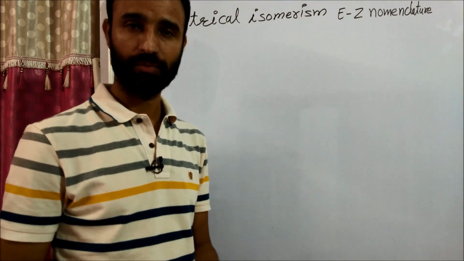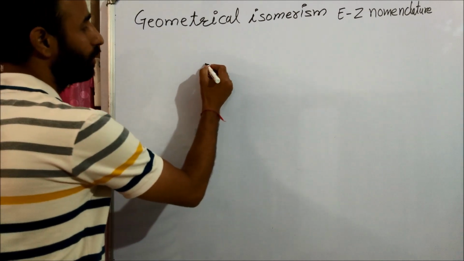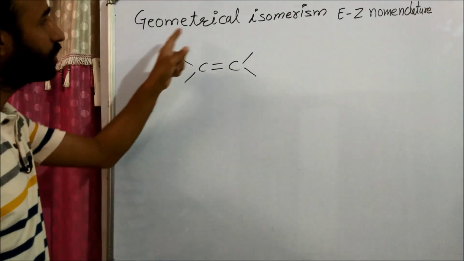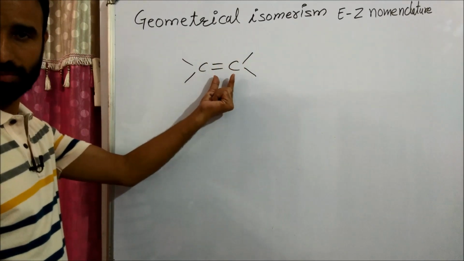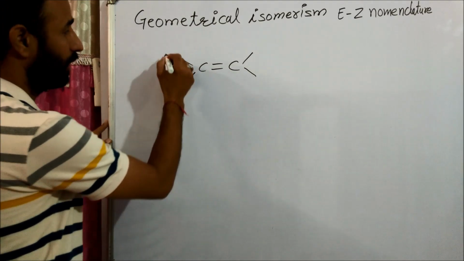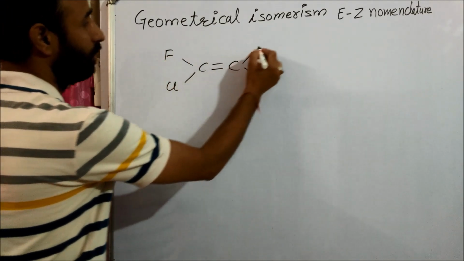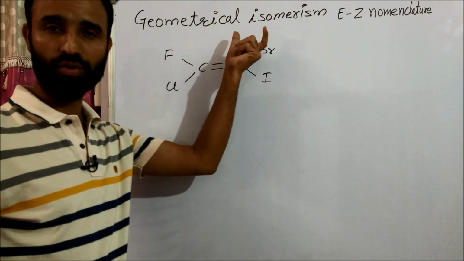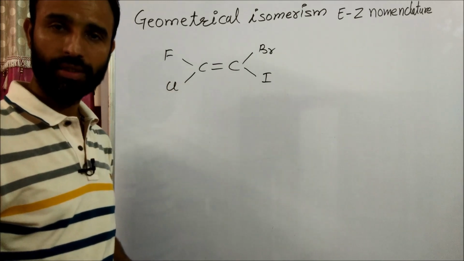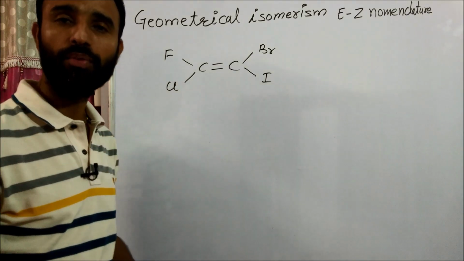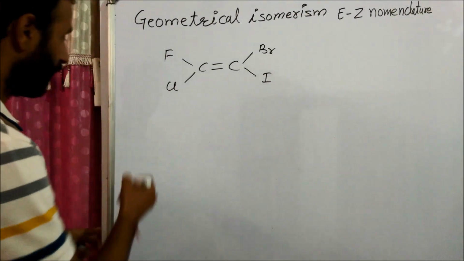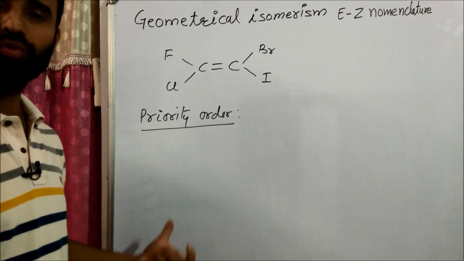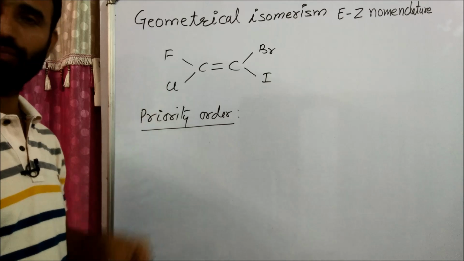EZ nomenclature. When all the four atoms or groups attached to the double bond system are different, like fluorine, chlorine, bromine, iodine, even then they can show geometrical isomerism. But now we decide the priority order. So what is that? We give numbers 1 and 2 according to set rules to these atoms.